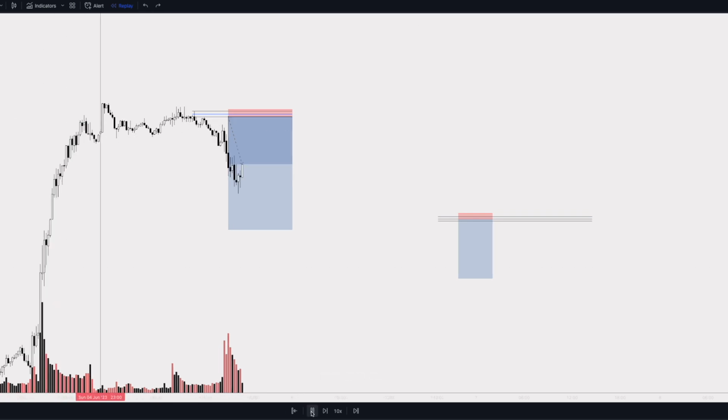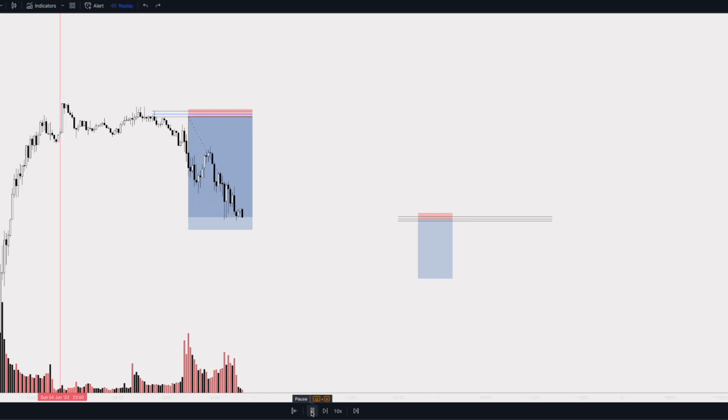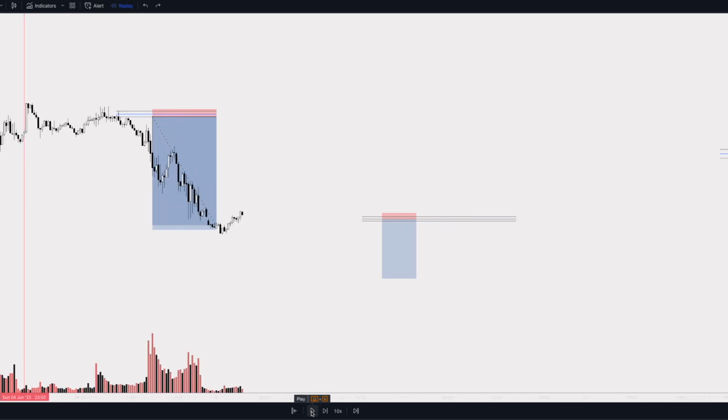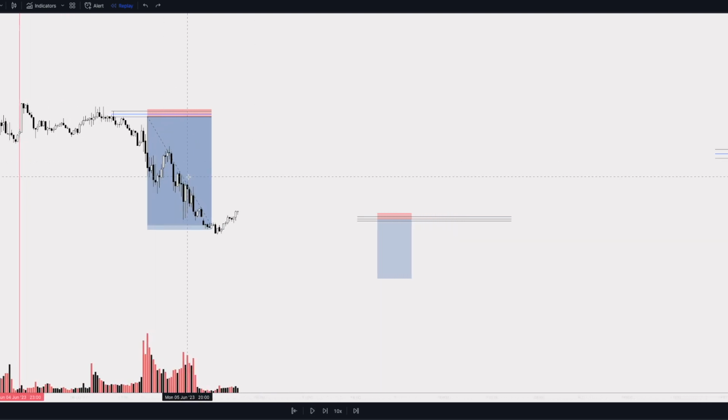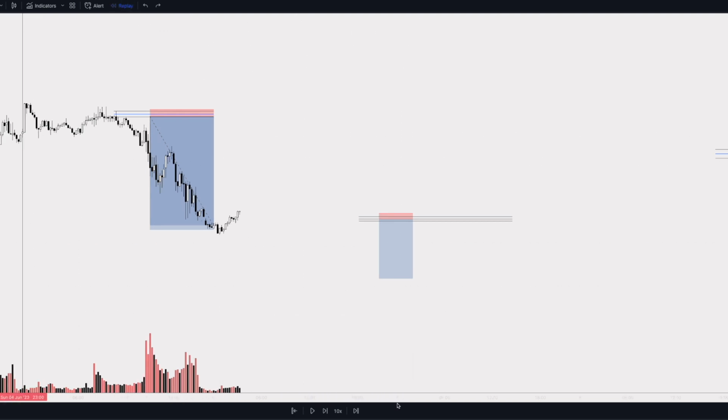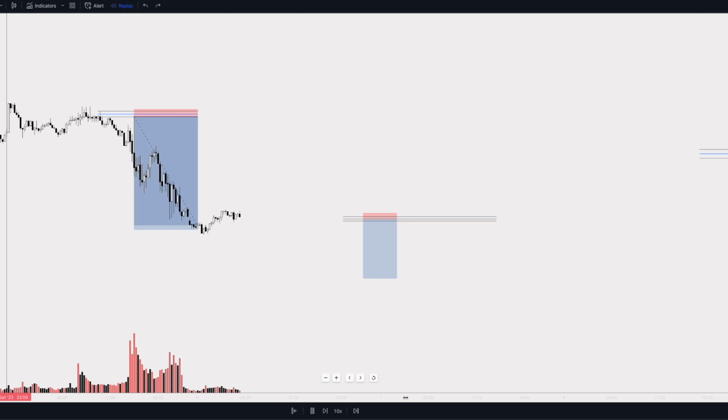So let's play it. Yeah, lovely. We would have got taken into that one. Okay, so on a piece of paper now, I'd write, okay, win. Big impulsive move, looking for the pullback. We had the 1 minute breaker structure, and then the wick, the generator of the move. So job done.